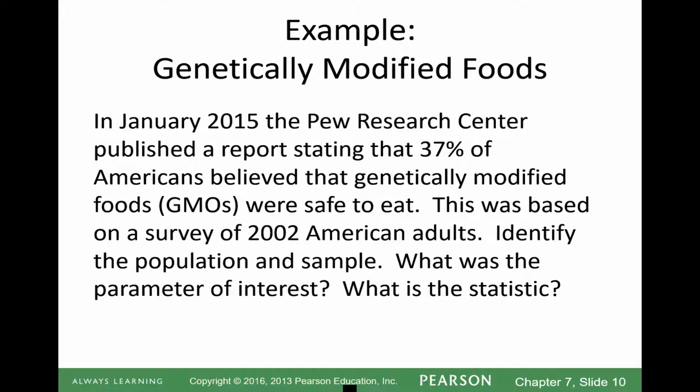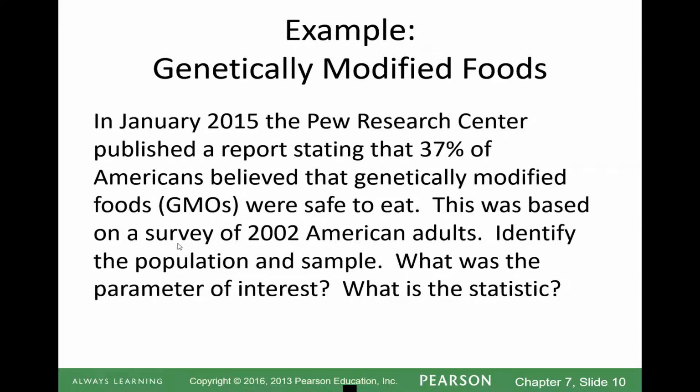Example here: GMOs, genetically modified foods. In 2015, the Pew Research Center published a report stating that 37% of Americans believe that genetically modified foods were safe to eat. This was based on a survey of 2002 American adults. Let's identify the population and the sample. What is the parameter of interest? What is the statistic?